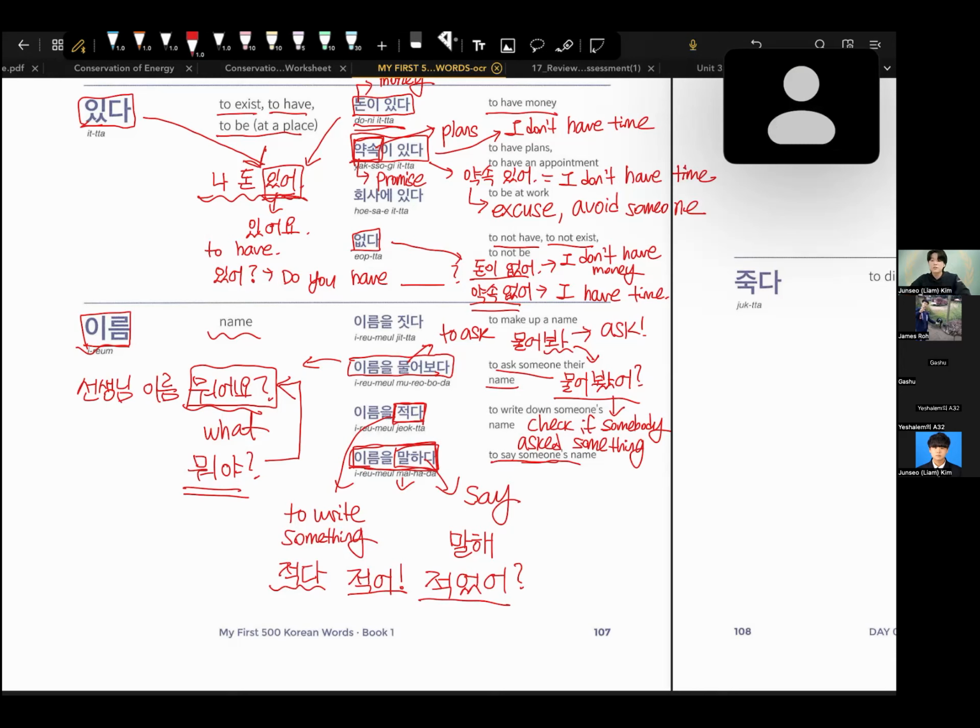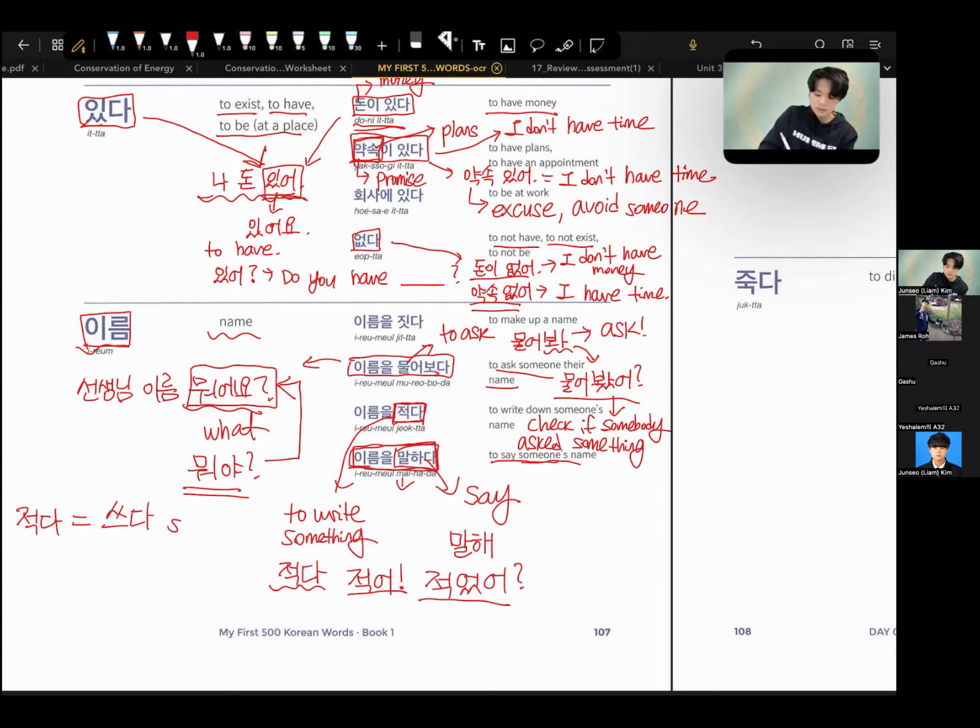To express writing something, we use the Korean word 적다, which you told us earlier. But maybe 쓰다, what's the difference between 적다 and 쓰다? Ah, that's a very good question. Thank you. 적다 and 쓰다 have the same meaning. It's just the same thing. But 적다 is usually a more fancy way of saying 쓰다, to write something.